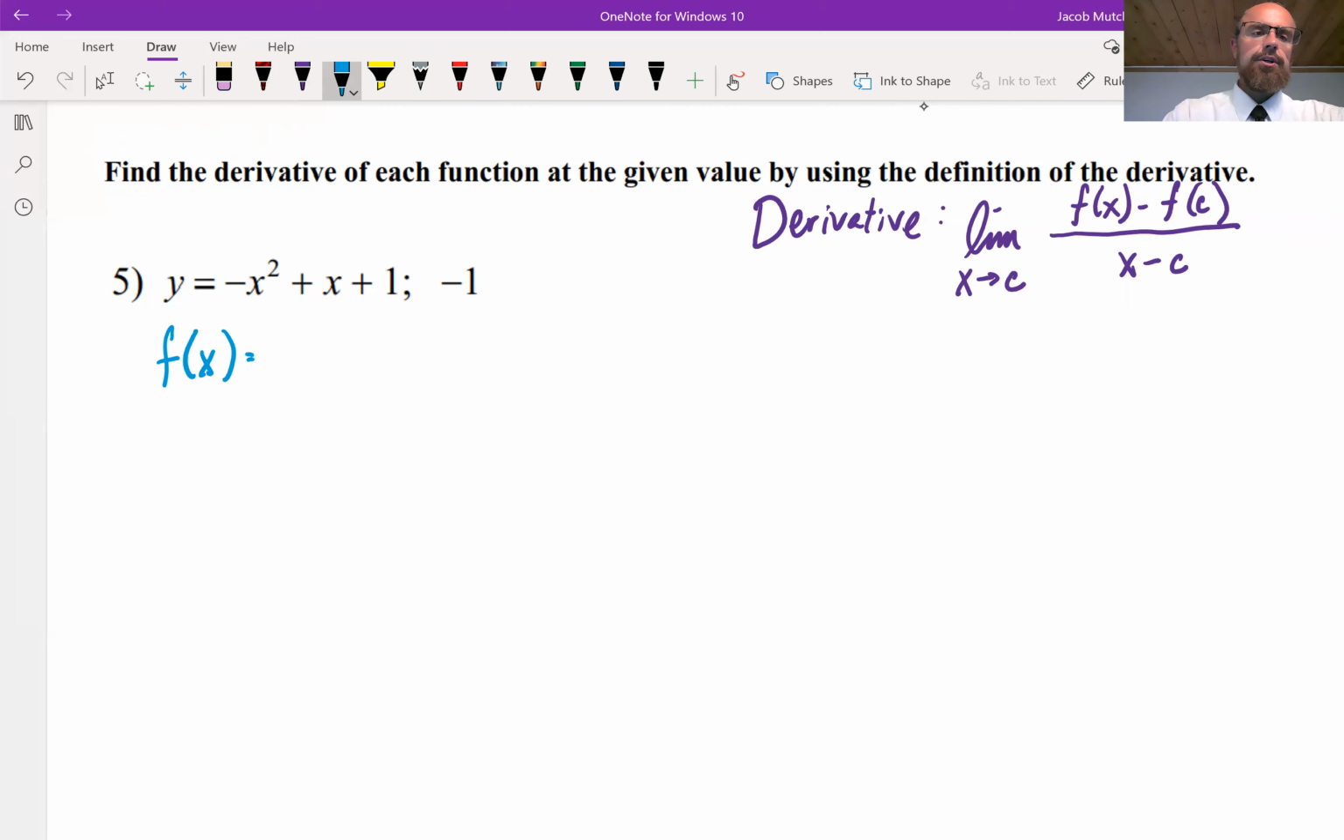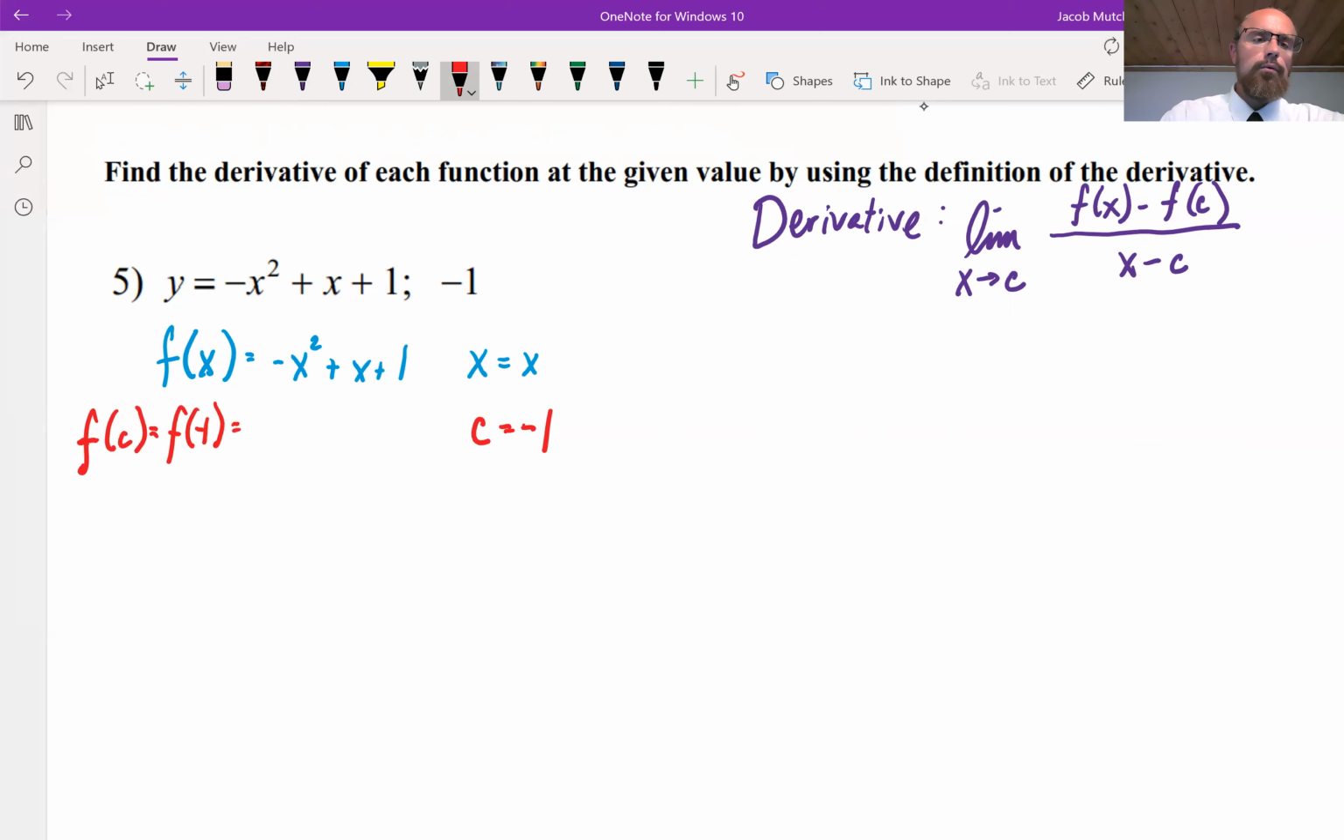f of x is just negative x squared plus x plus 1. It's our function. And we want to find f at c. Well, first let's write x itself is just x. c is given to us in this value here. So we're interested in the slope of this quadratic that opens downward at the x value of -1. So our c value is -1, which means when I calculate f at c, it's going to really be f at -1.